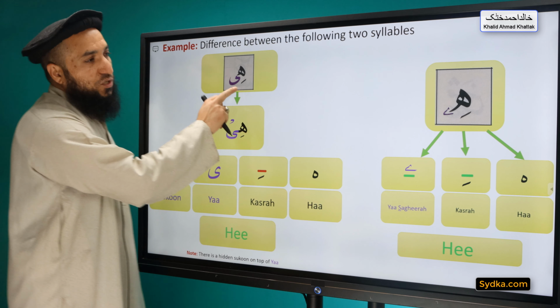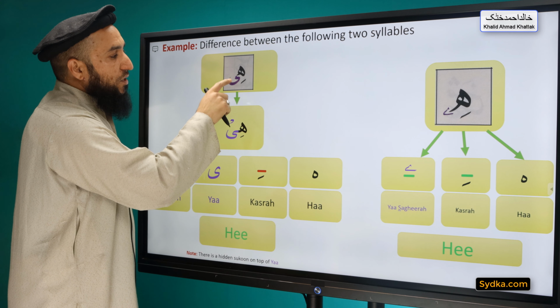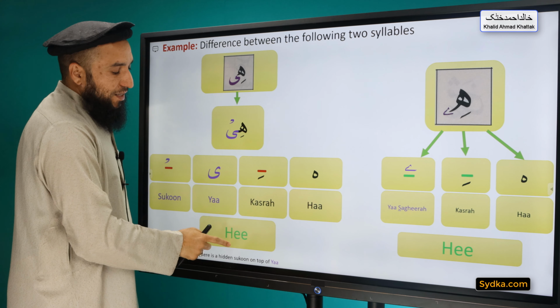Next we have this structure and this structure. The only difference they have is the written form, but the sounds, the pronunciation, is the same and the prolongation is the same as well. This is ha kasra ya saghira he, and this one is ha kasra ya sukoon he. So the writing is different and the pronunciation is the same, and the rules applied to them will be the same as well.